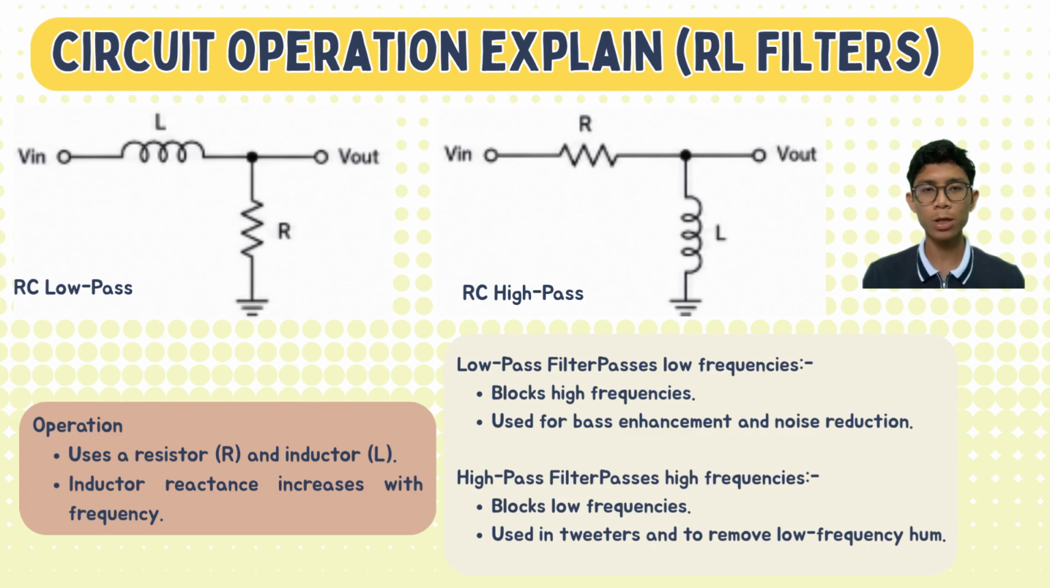An important property of an inductor is that its reactance increases as frequency increases. For the RL low pass filter, low frequency signals pass through easily because the inductor has low reactance. As the frequency increases, the inductor blocks more of the signal, so high frequencies are reduced. For the RL high pass filter, low frequency signals are directed to ground through the inductor, while high frequency signals are allowed to reach the output.